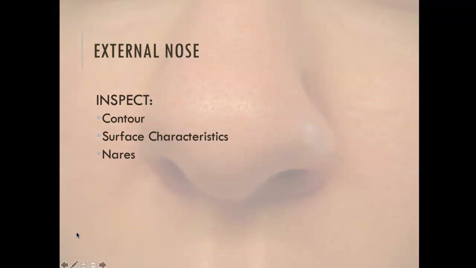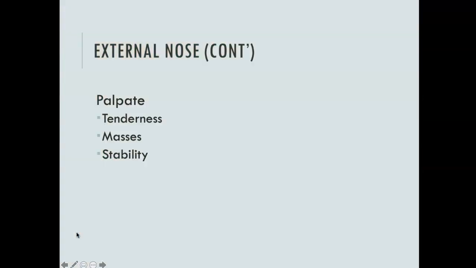All right, in general, you're just going to inspect the nose. Remember, we start with our inspection. You're going to look at the contour, any surface characteristics, and the nares to make sure that there's no flaring. Flaring indicates that there may be a respiratory issue, particularly in pediatrics. The skin should be smooth and it should be uniform with the rest of the body or the rest of the face. And just pay attention to the contour to see if it's symmetrical. Maybe there's a history of a fracture or a deviated septum or anything of that. So we're just doing a general inspection initially.